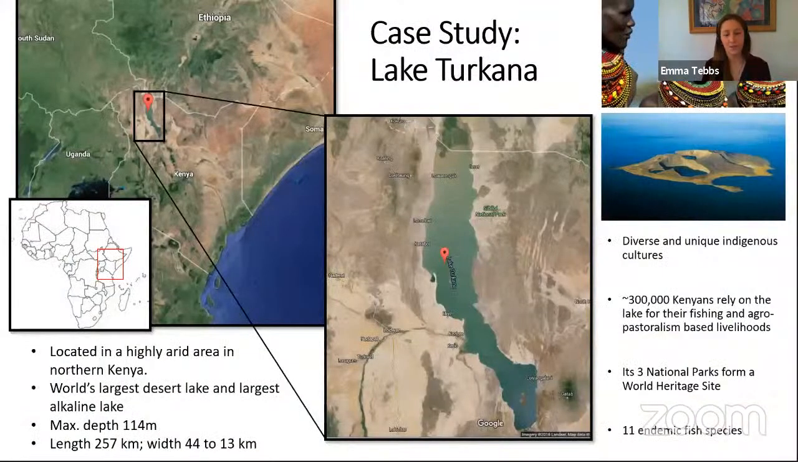Okay, so the second case study that I'm going to talk to you about is Lake Turkana. This is a lake in northern Kenya. And what we were interested in is seeing how we can use Earth observation to investigate the threats to this lake, particularly threats from dams. This is a lake that's important for its unique biological and cultural diversity, and it supports around 300,000 Kenyans that depend on the lake for their livelihoods, including fishing.